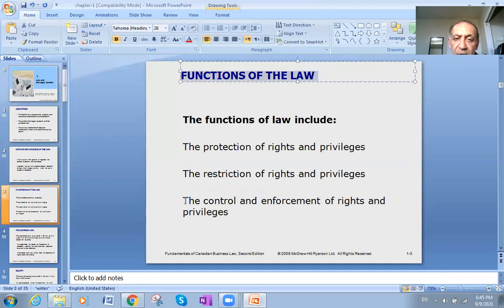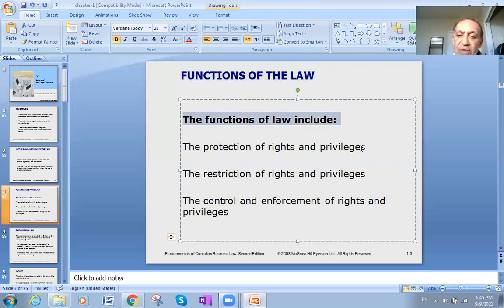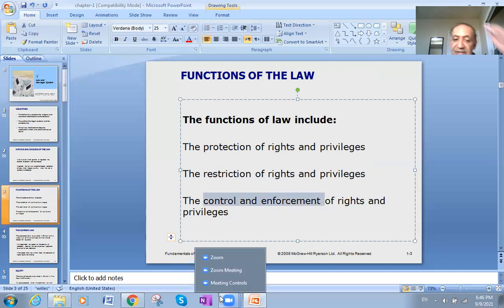The functions of the law. Why is there law? The functions of the law include, first, the protection of rights and privileges. So I apply the law to protect the people. Like you see the police cars here in Toronto, they are there to save and to protect. Second, the restriction of rights and privileges. Third, the control and enforcement of rights and privileges. So: protection, restriction, and control.